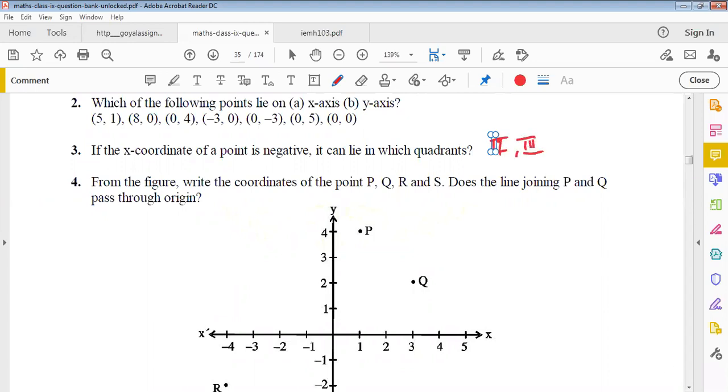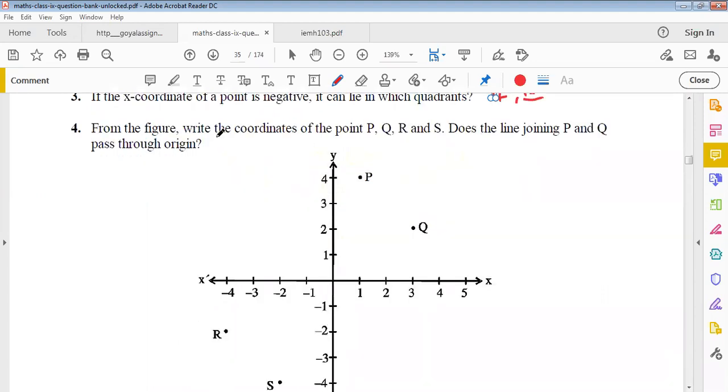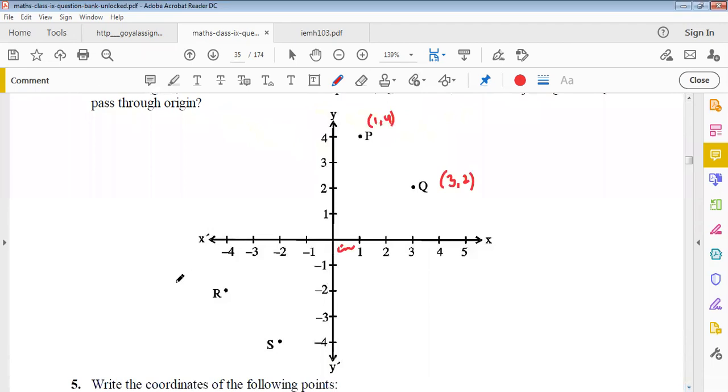Okay, next. From the figure, write the coordinates of the points P, Q, R. P is (1, 4). How? Here the x-axis value is 1 and the y value is 4, so (1, 4). Q, if you take 3 units and 2, is (3, 2). Okay, next, R will be (-4, -2). And S will be (-2, -4).